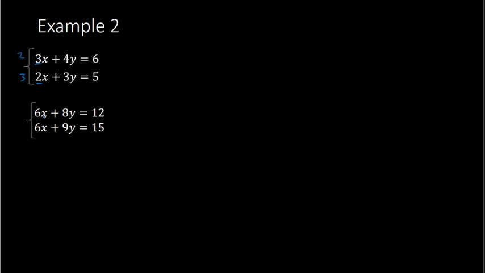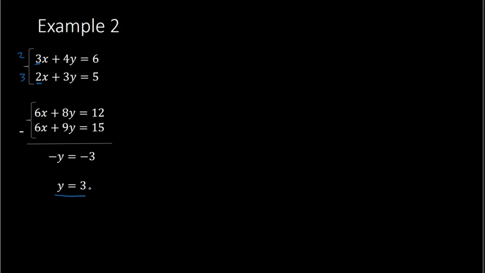So now notice the x's are the same number. They're both 6. So what that means is I can subtract them right away, right? 6 minus 6, that would cancel. And now we can solve for y. So the x's cancel. For y, we have 8y minus 9y, which gives me negative 1y. And then 12 minus 15 is negative 3. So negative y is negative 3, which means positive y would be positive 3.